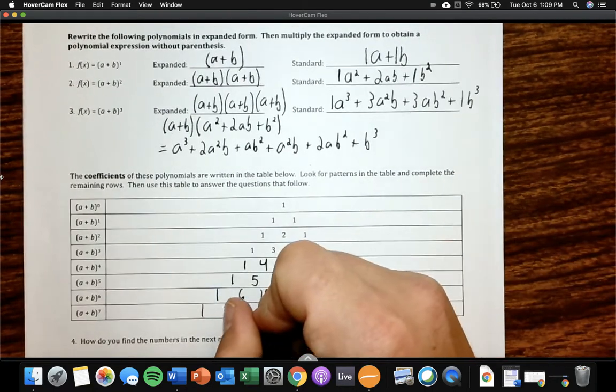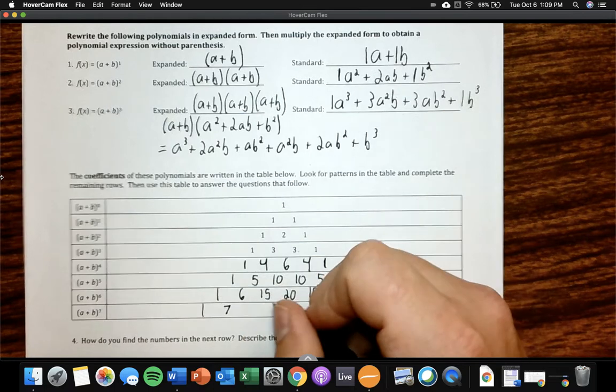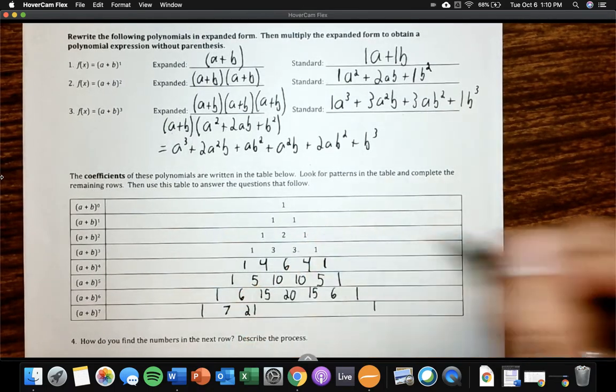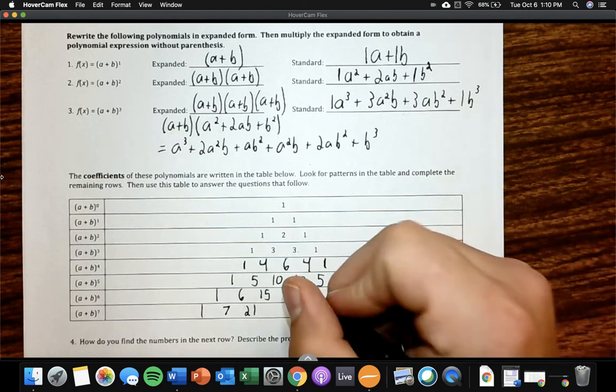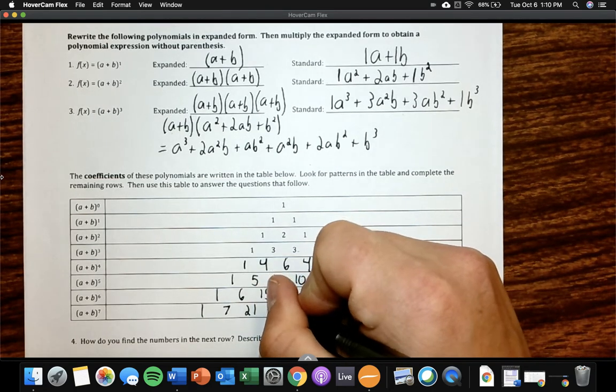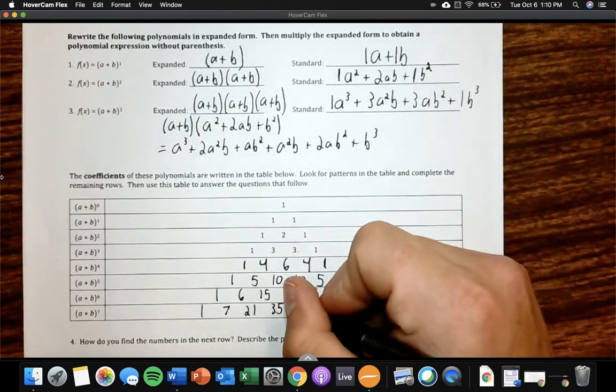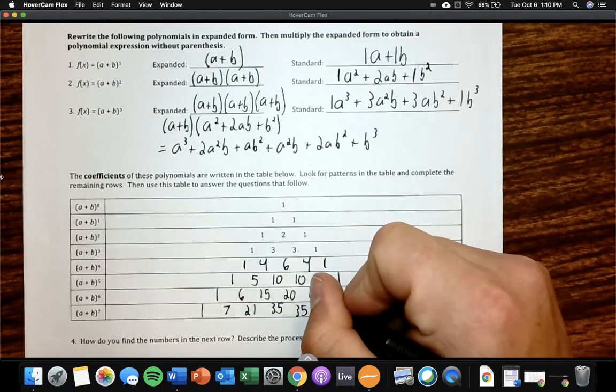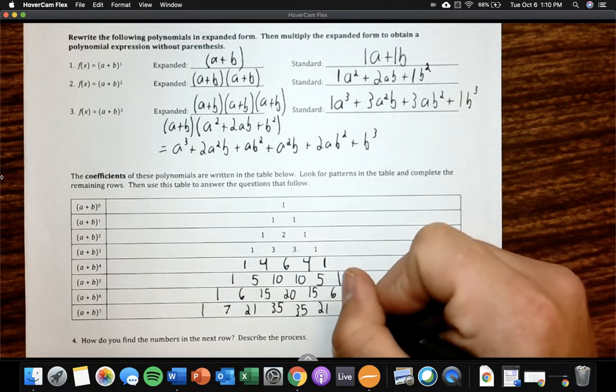1 plus 6 is 7. 6 plus 15 is 21. 15 plus 20 is 35. 20 plus 15 is 35. 15 plus 6 is 21. And 6 plus 1 is 7.